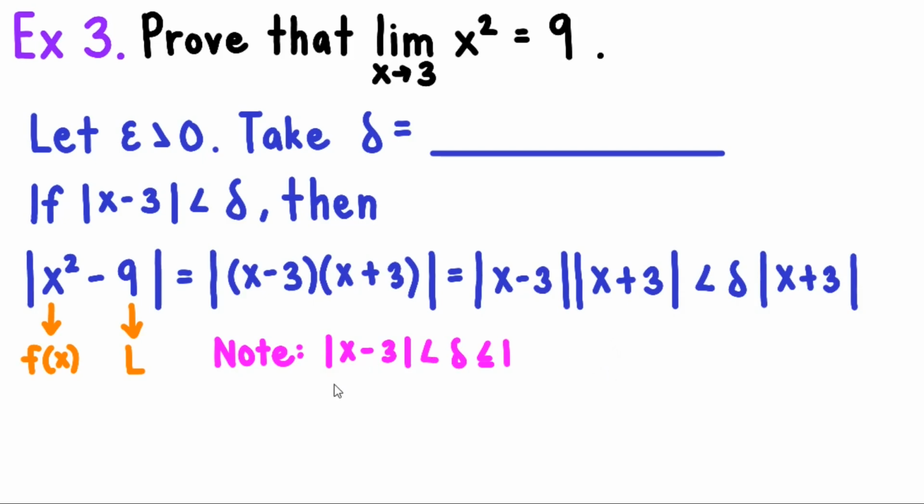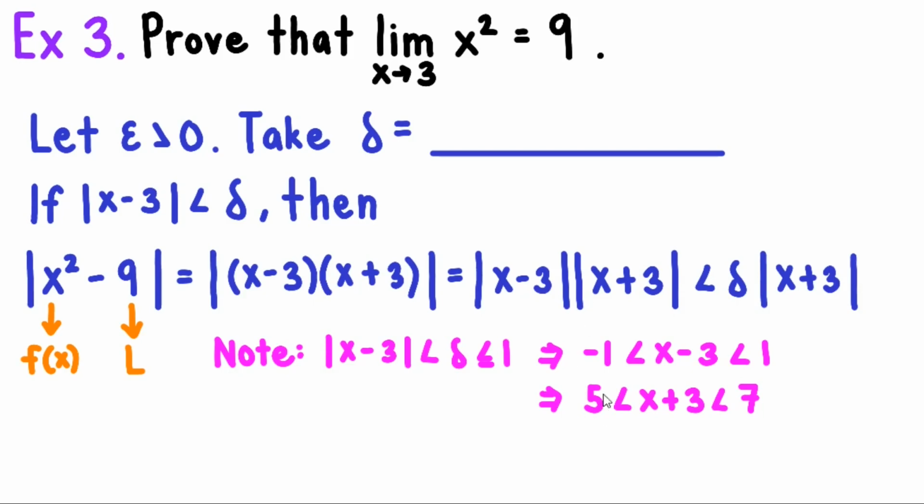So given this, we know that the absolute value of x minus 3 is less than or equal to 1. By absolute value inequalities, if we have this form, we split this into x minus 3 is between -1 and 1. And again, our goal is to find an upper bound for x plus 3. So we add 6 to all sides to get x plus 3 is between 5 and 7.